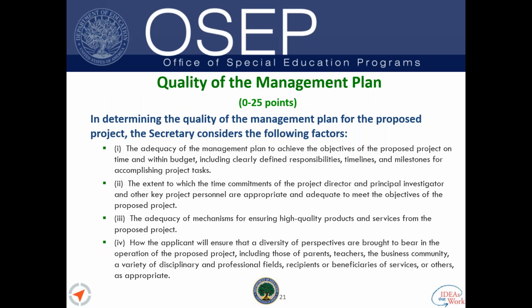The fifth criterion is the quality of the management plan. Applicants can receive up to 25 points for this criterion. Reviewers will consider first the adequacy of the management plan to achieve the objectives of the proposed project on time and within budget, including clearly defined responsibilities, timelines, and milestones for accomplishing project tasks.